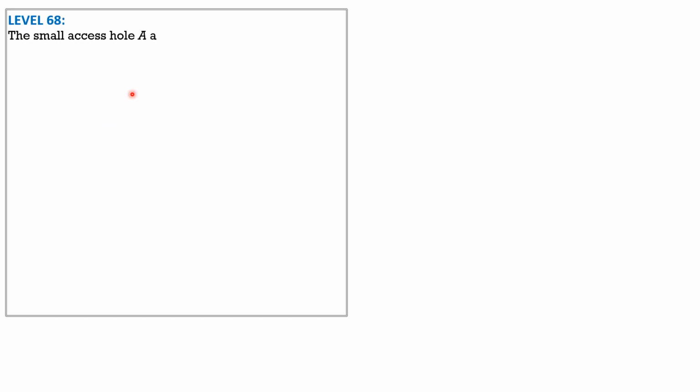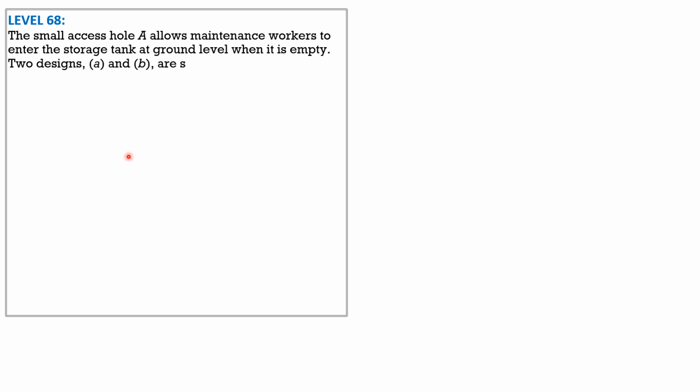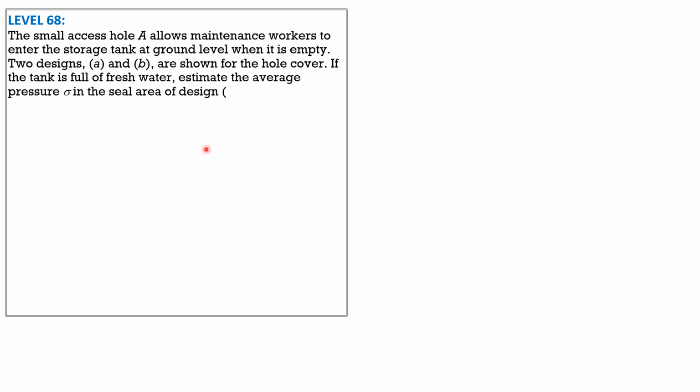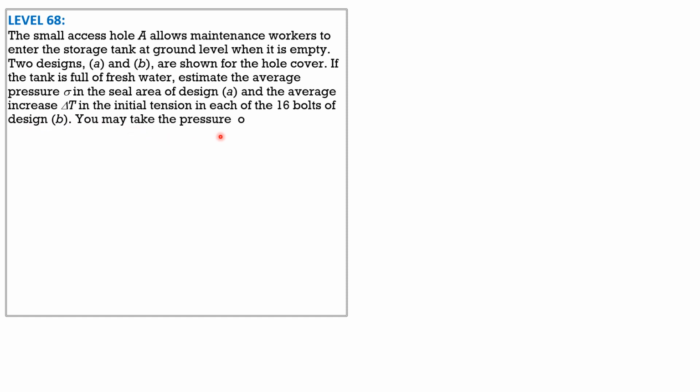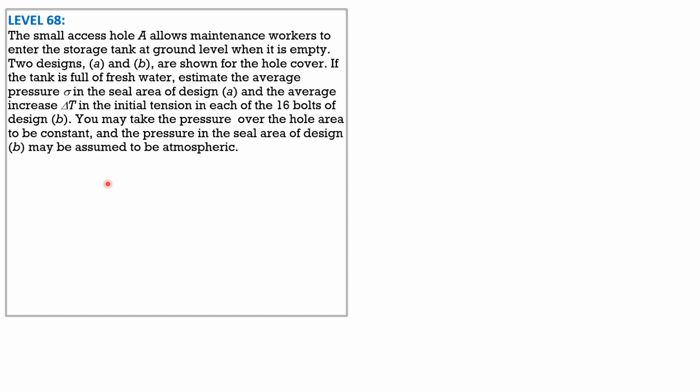Level 68. The small access hole A allows maintenance workers to enter the storage tank at ground level when it is empty. Two designs, A and B, are shown for the hole cover. If the tank is full of fresh water, estimate the average pressure, sigma, in the seal area of design A, and the average increase delta T in the initial tension in each of the 16 bolts of design B. You may take the pressure over the whole area to be constant, and the pressure in the seal area of design B may be assumed to be atmospheric.